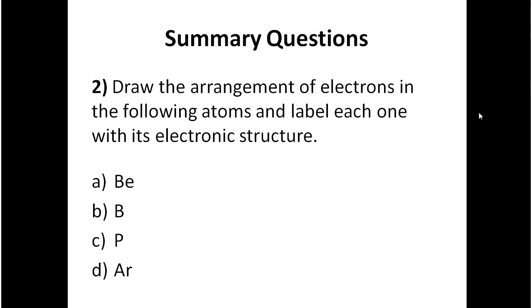Question 2. Draw the arrangement of electrons in the following atoms and label each one with its electronic structure. A is beryllium, B is boron, C is phosphorus, and D is argon. Now let's go over the answer.